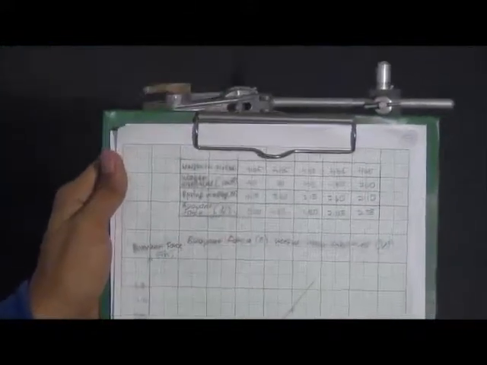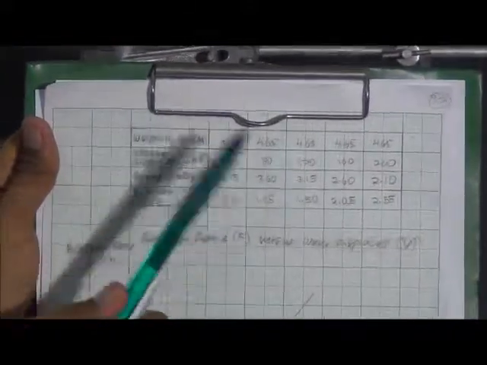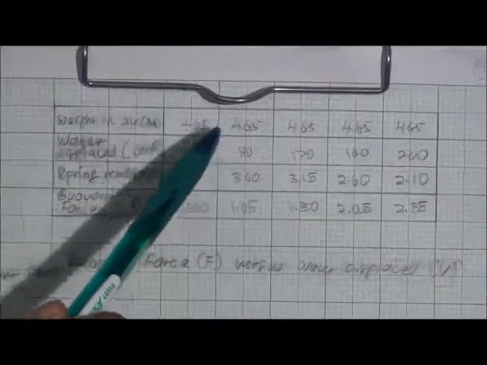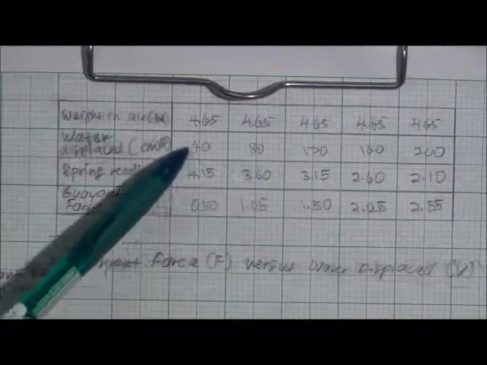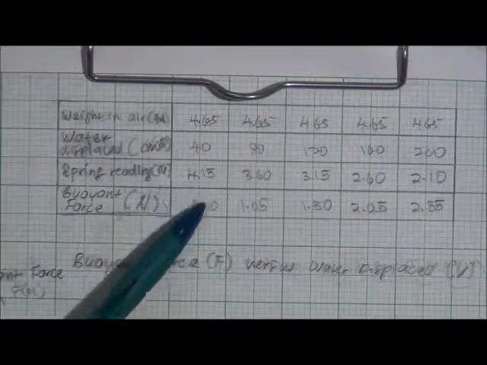I did this experiment before, so this is the data that I got. The weight in air is 4.65 for all of them. When there's 40 cubic centimeters displaced, the spring reading is 4.5 and the buoyant force is 0.5.